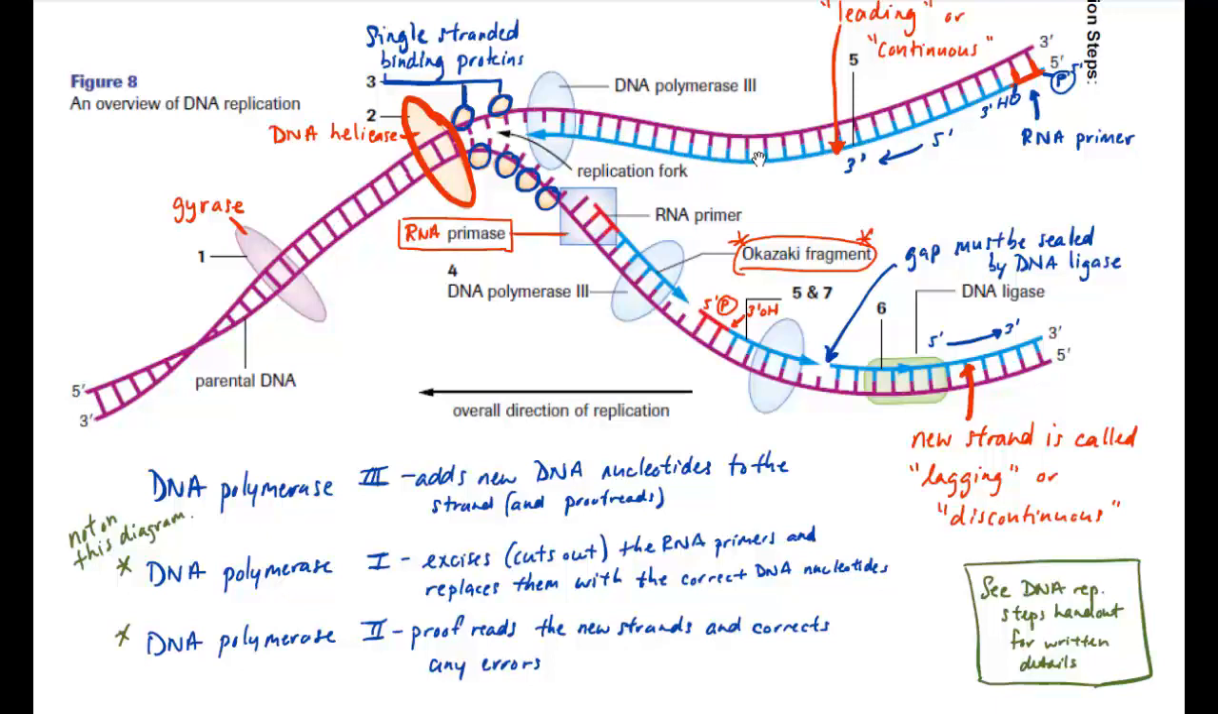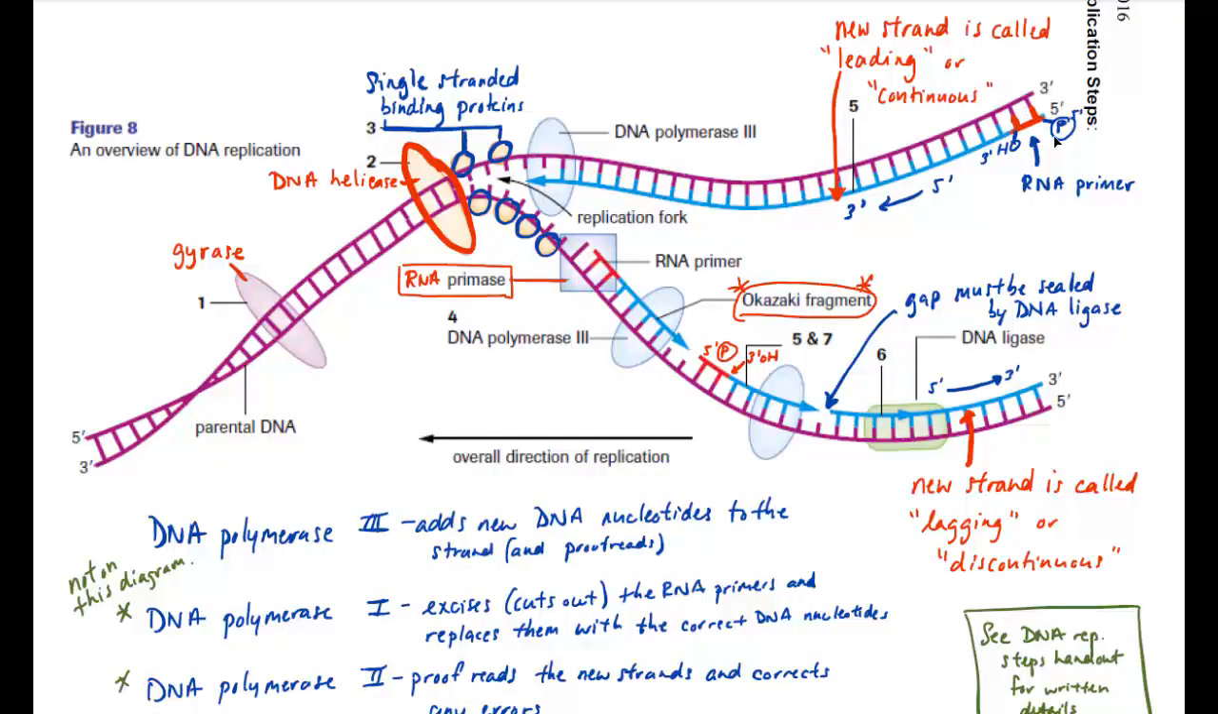Let me just run through it one more time just so that you've got the complete story. So again, the gyrase is going to relieve the tension as the helix unwinds to prevent it from snapping. The DNA helicase is going to break the hydrogen bonds between the 2 strands to allow them to separate, to unzip. Then you're going to add the single-stranded binding proteins to anneal to the two strands to prevent the strands from re-annealing to each other. This is going to create a replication fork. Then you're going to have the RNA primase once on the leading or continuous strand, and then many times on the lagging or discontinuous strand.